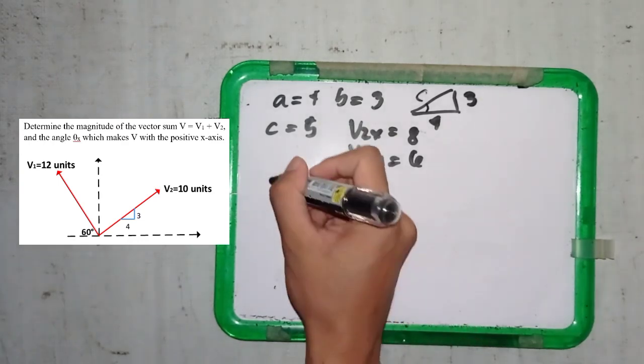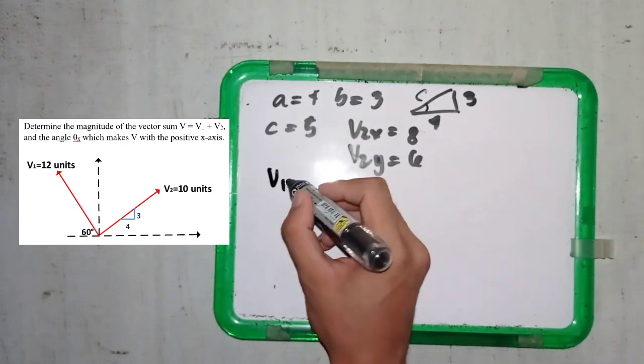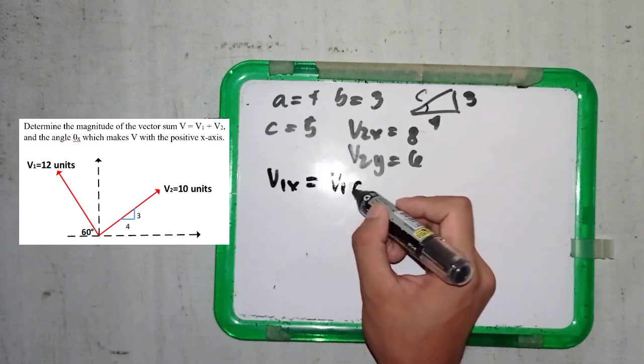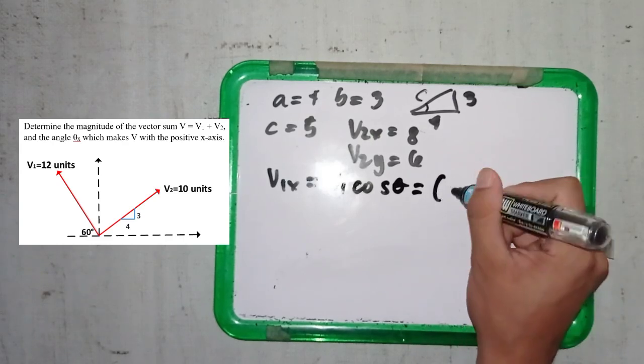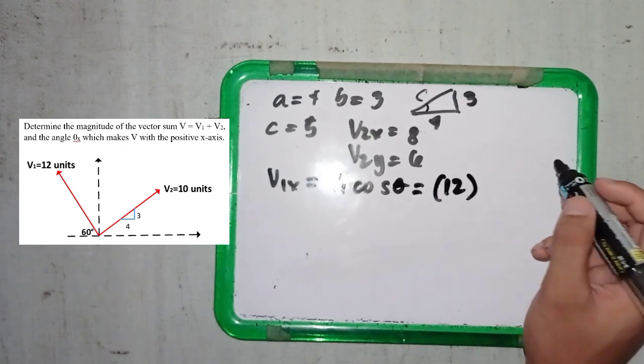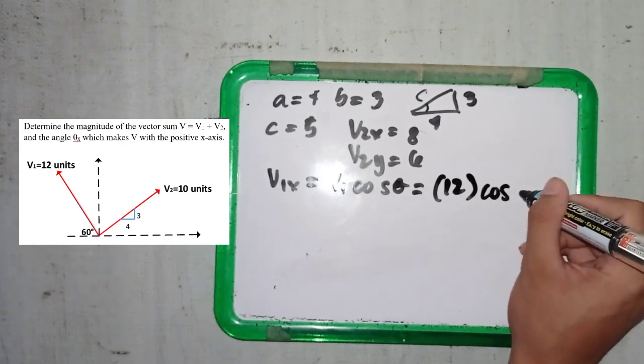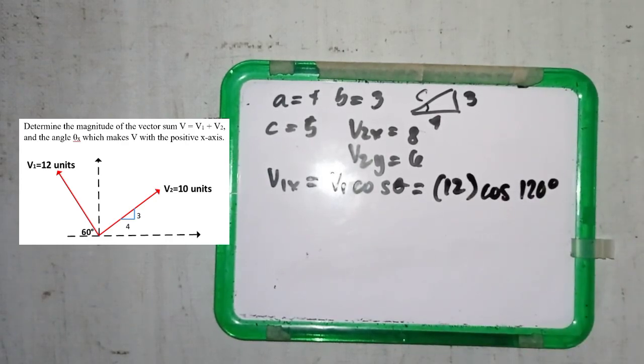Next part, we need to find the v sub 1, or the vector 1 x component, which will be its magnitude times the cosine theta, so its magnitude is 12 times cosine 120. Why 120? Because the angle in the graph makes a 120 degree angle from the positive x-axis, and there is a given here which is 60 degrees, and if we subtract 60 degrees from 180 degrees, we will have 120 degrees.